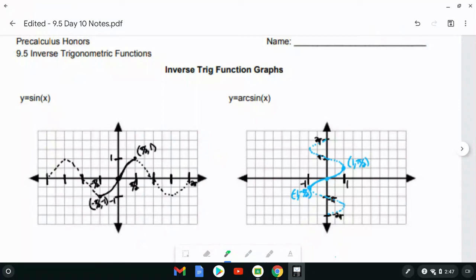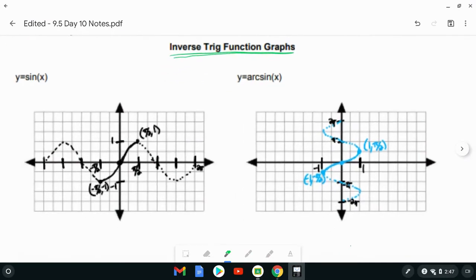For Chapter 9, Day 10, we're going to talk about graphing inverse trig functions. Taking a quick look here at the comparison of y equals sine of x and y equals the inverse, or arc sine, of x, you can already see how they compare. Remember, when you're taking the inverse, all you're doing is switching x and y.